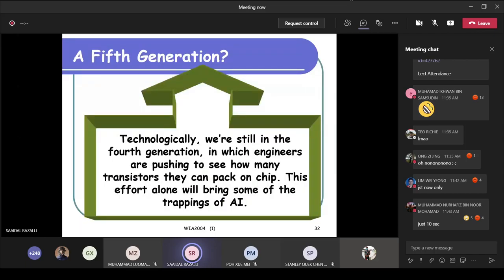Technologically we are still in the fourth generation, in which engineers are pushing to see how many transistors they can pack on the chip. So now they have a lot of transistors, but it will come to an end. So this effort now will be some of the trappings of AI. So the fifth generation computer, you have quantum computing, supercomputers, everything. Not really sure it can be called a fifth generation, but the majority of computer experts agree that fifth generation computers will mostly use AI.